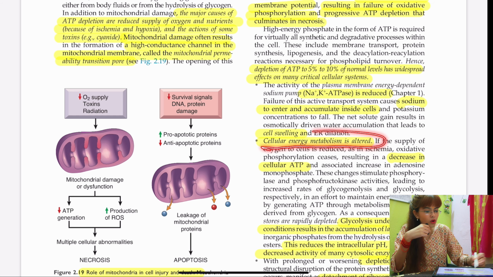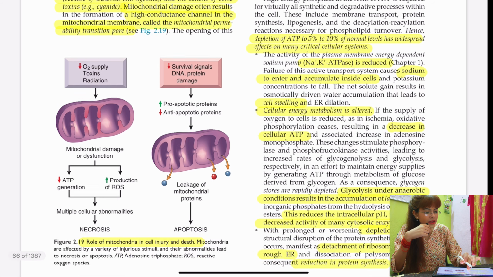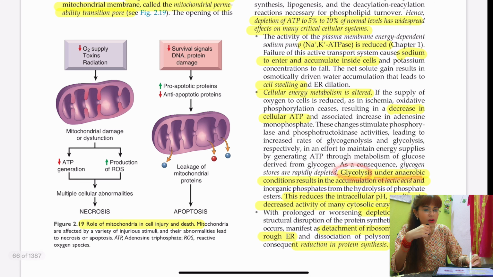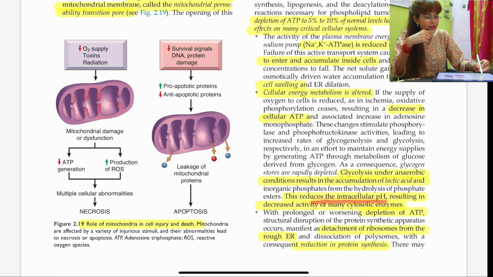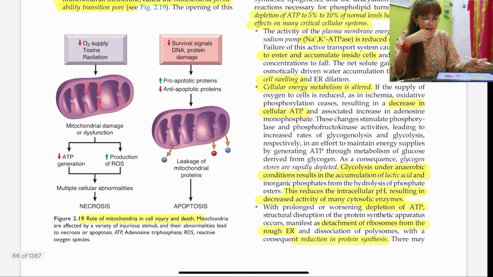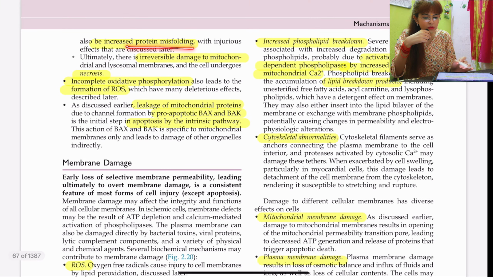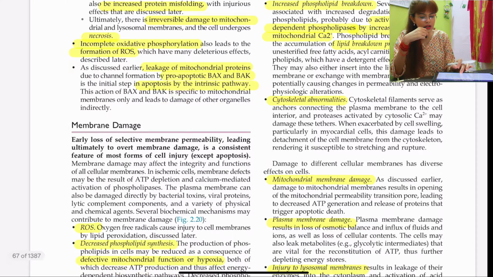The metabolism is altered, there is decrease in the cellular ATP, and glycolysis will now take place, anaerobic conditions, and therefore accumulation of lactic acid, which will reduce the intracellular pH, resulting in decreased activity of many cytosolic enzymes. I've already told you about these things. Also, because of the depletion of ATP, there's detachment of the ribosomes from the ER, and a consequent reduction in the protein synthesis and protein misfolding, and necrosis. There's going to be formation of ROS, and also apoptosis will be increased because there's an increase in the pro-apoptotic proteins.